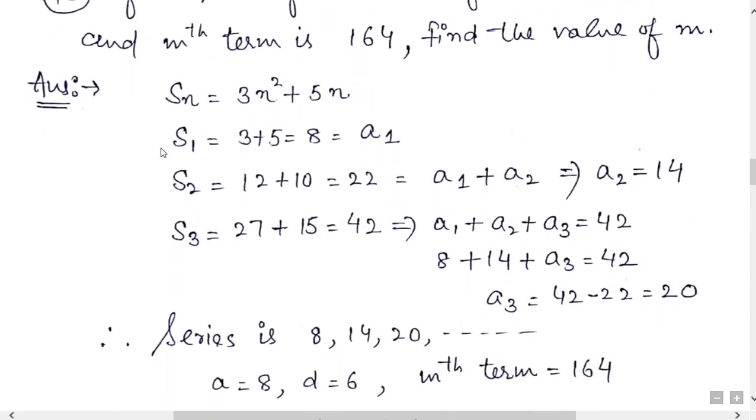If S1 is given to you, that is 8, S2 is 22, you can calculate this value, and S3 is 42. It's a series 8, 22 and 42. It means you can find out the series. The first term is 8 and S2 is 22, it means the second term is 14. You can calculate by subtracting 22 minus 8, it's 14. Then 42 minus 22, it's 20.